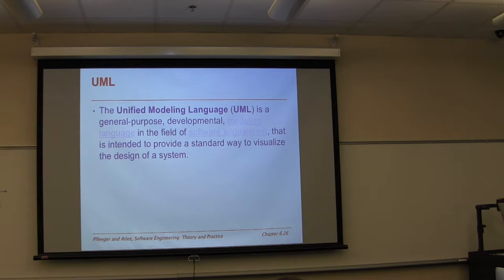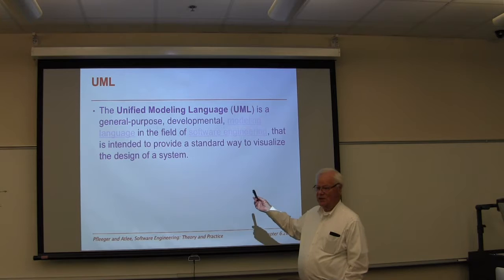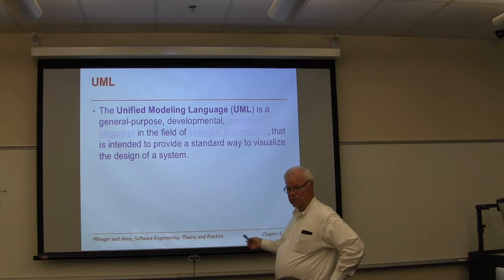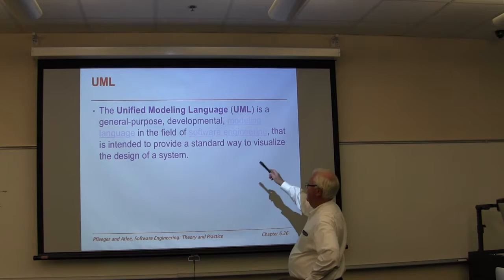Can you read what's up there? This actually comes out of Wikipedia. I added this slide just because she never defines UML. UML is Unified Modeling Language, and it's used as a tool for us to see designs as we're designing our system. And it's a general purpose developmental modeling language in the field of software engineering that is intended to provide a standard way to visualize the design of the system.